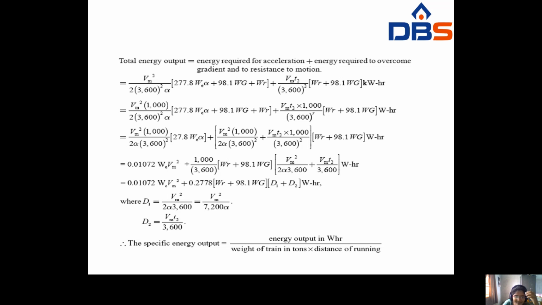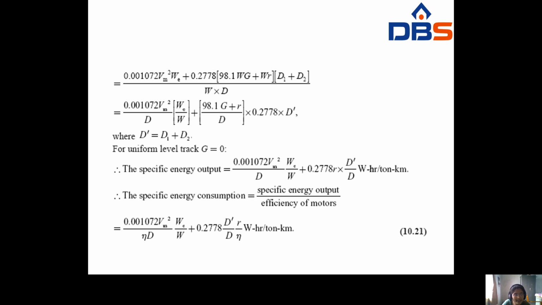So finally, the specific energy output means energy output in watt hours by weight of the train into distance of running. In place of energy output in watt hours, you substitute. Weight of the train is nothing but W, and the distance is D, so divided by W into D. At that time, you have to split into these three terms. Here you write D1 plus D2 by D dash, written as D dash. So D dash becomes D1 plus D2.